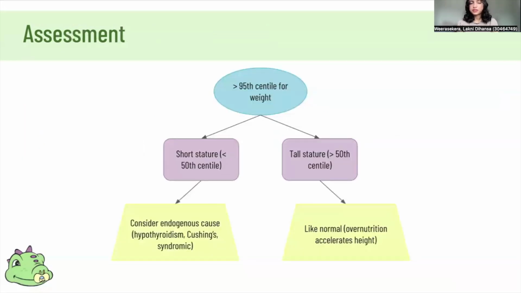In terms of assessing obesity, if you find that they're above the 95th centile for their weight, you want to measure their height. So if they have a short stature, so less than the 50th centile, you want to consider endogenous causes like hypothyroidism, Cushing's syndrome. And if they have a tall stature, so greater than the 50th centile, it could be normal. They might have overnutrition, which accelerates the height. But you'd still want to investigate for other causes just in case.